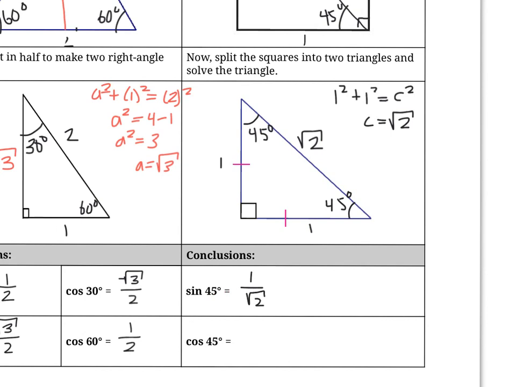And let's do the same thing for cos. Cos of 45 is just adjacent over hypotenuse. So again, 1 over root 2. Same with this 45, 1 over root 2. So the sine and the cos of 45 degrees is exactly the same. And that's because it's coming from an isosceles triangle, 45 degrees.